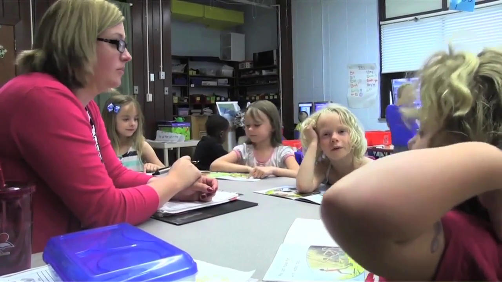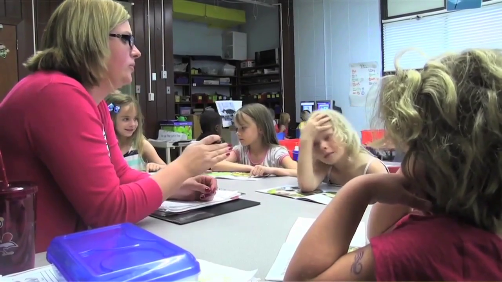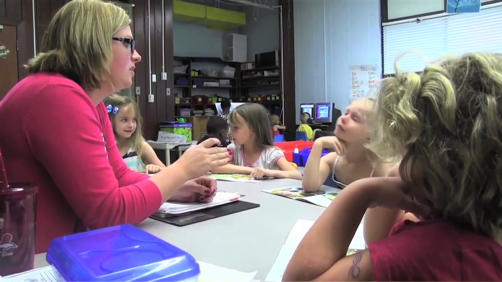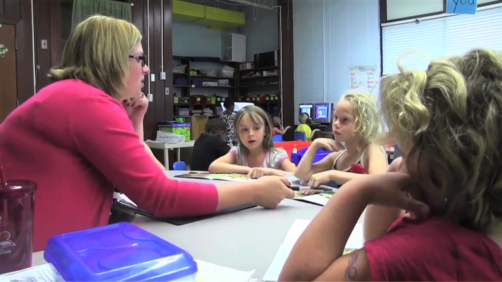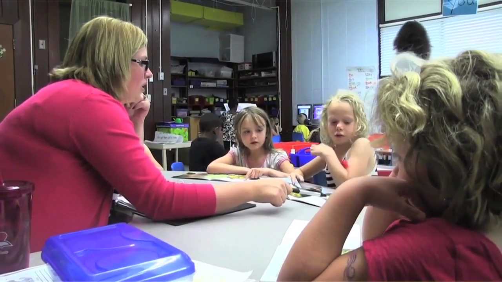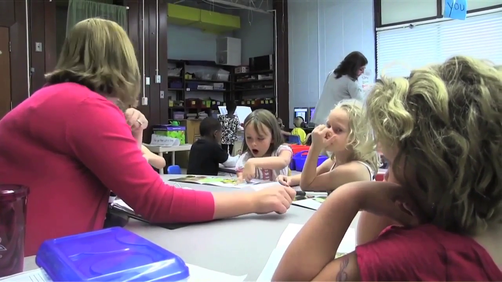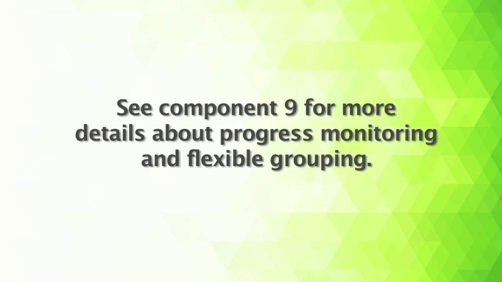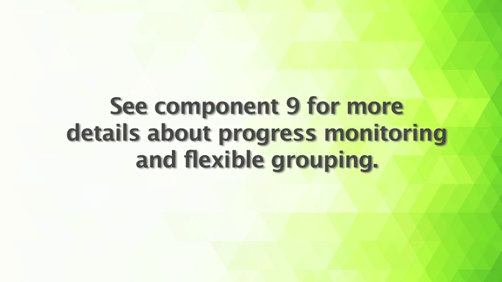A safe, risk-taking environment starts with the teacher's mindset. If the teacher believes that every student is capable of making progress toward the learning goal and responds to the students accordingly, then it makes sense to everyone in class that students are working on a variety of texts and tasks. Please see Component 9 for more details about progress monitoring for flexible grouping.